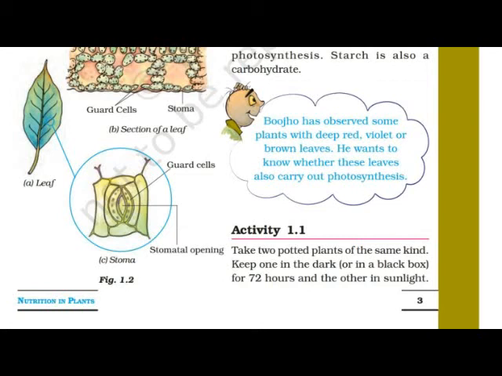The recent point was about the production of starch, which is part of the carbohydrate. And to prove it, there is one activity we are going to discuss here. See the activity on page number 3.